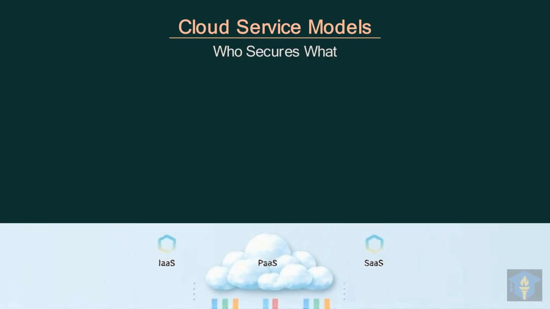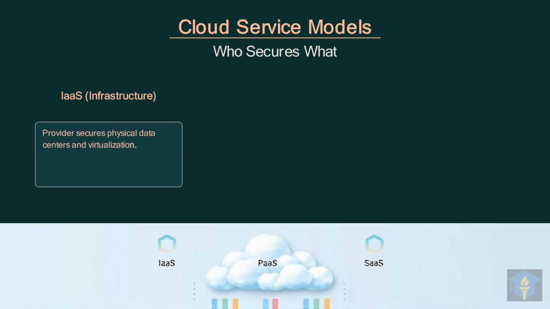A key question in cloud is always, who secures what? This model clarifies those vital roles. First, we have Infrastructure as a Service, or IaaS, where you manage your virtualized resources. Here, the cloud provider secures the physical data centers and the underlying virtualization infrastructure. However, you, the customer, are responsible for securing operating systems, applications, and all your data.